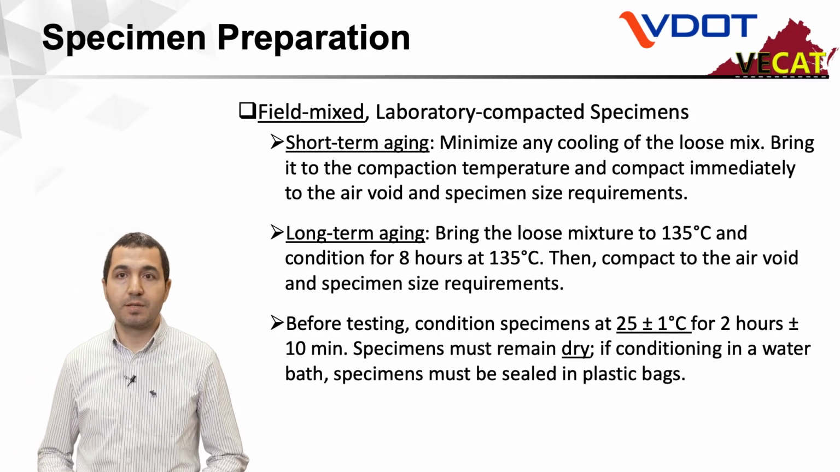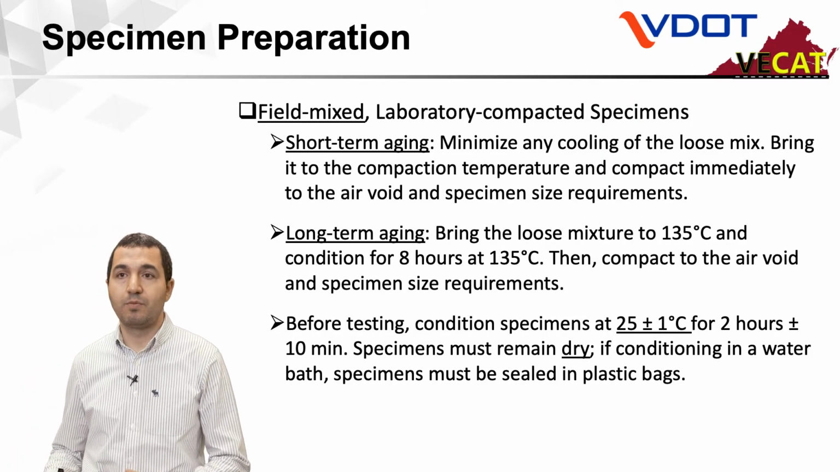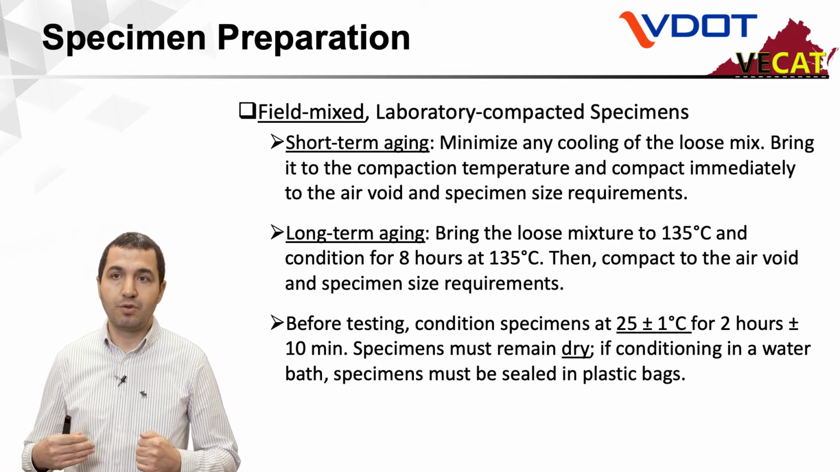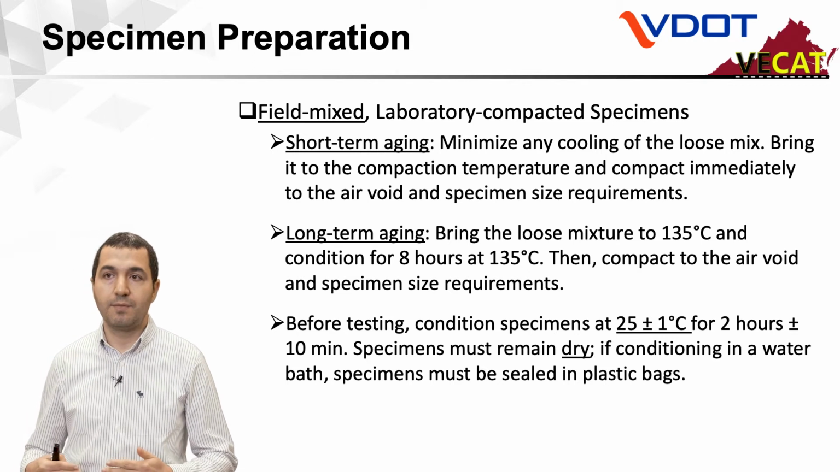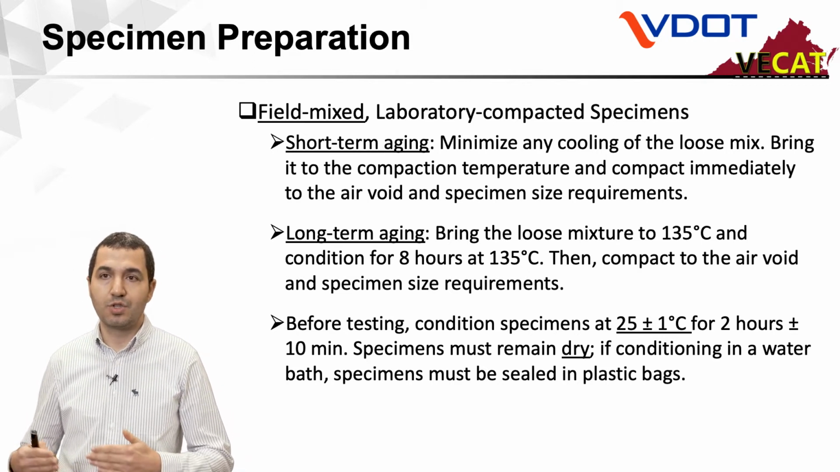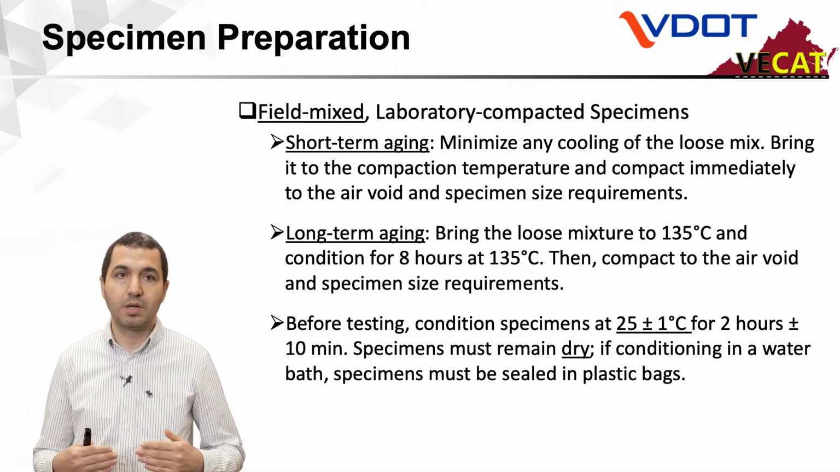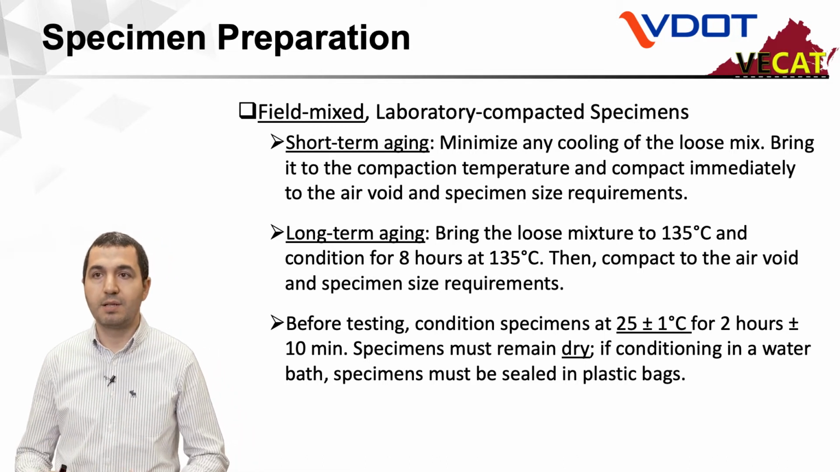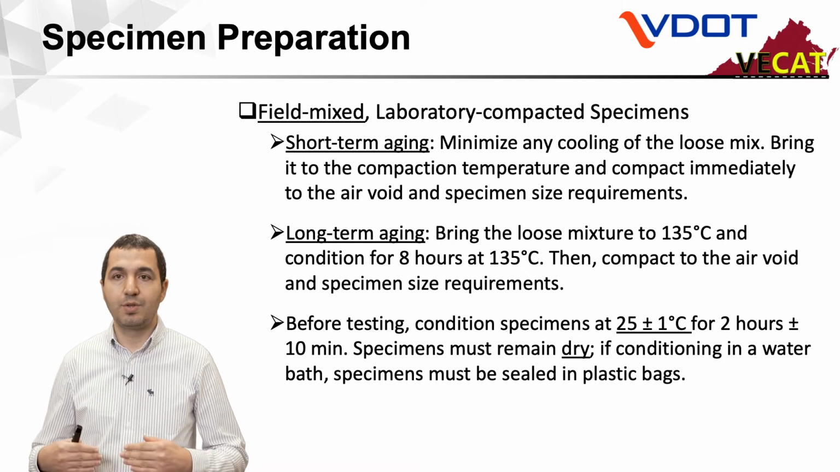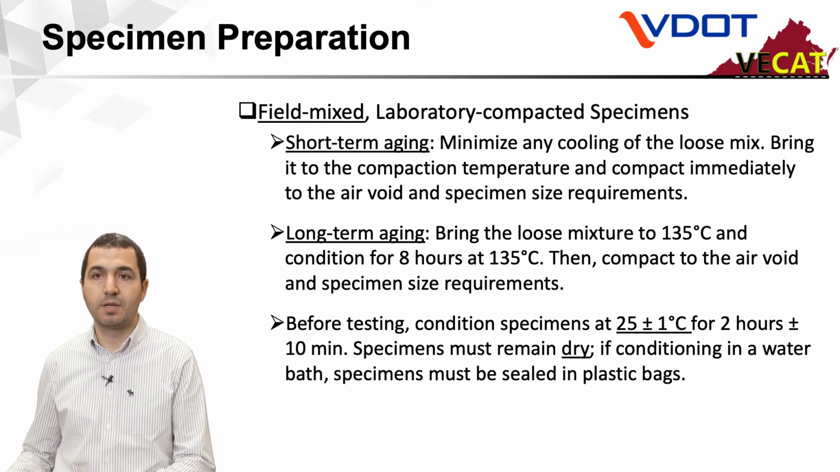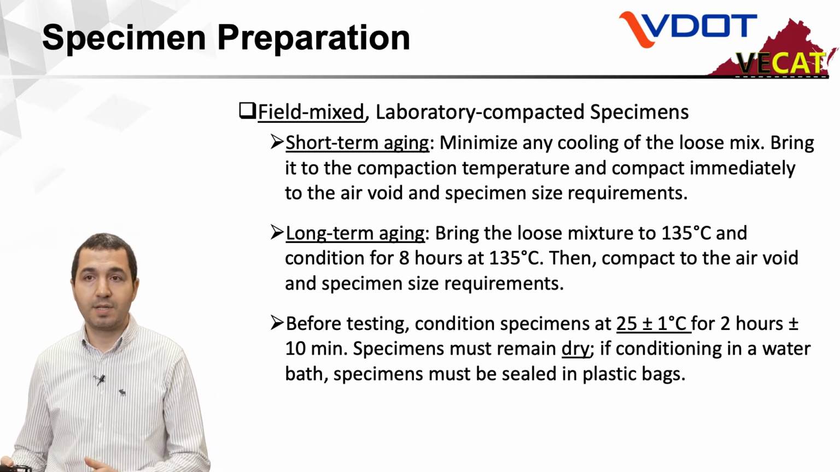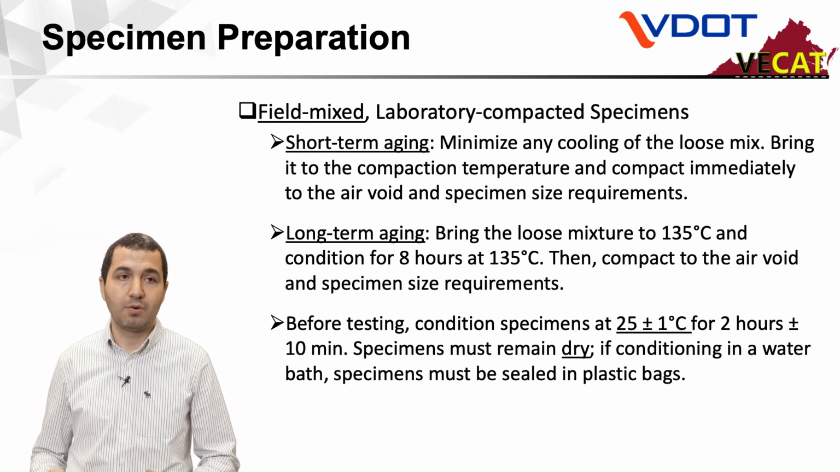For field mix or plant mix and laboratory compacted specimens, for short-term aging, you are going to avoid any aging there. Just bring this specimen to compaction temperature without any delay, and then compact immediately to the air void and specimen size requirements.